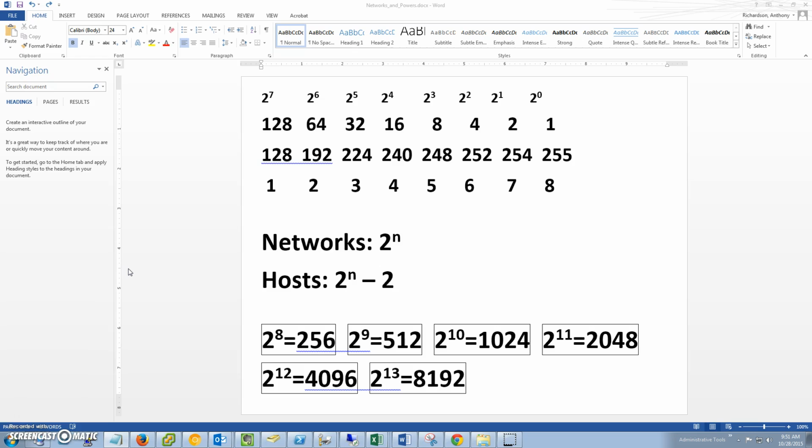This is going to be just a short tutorial on networks and powers, and I will show you what I mean by this in a few moments. If you go back in your head to some of your math days in grade school or high school, we used exponents, because those come into play as we deal with networks.